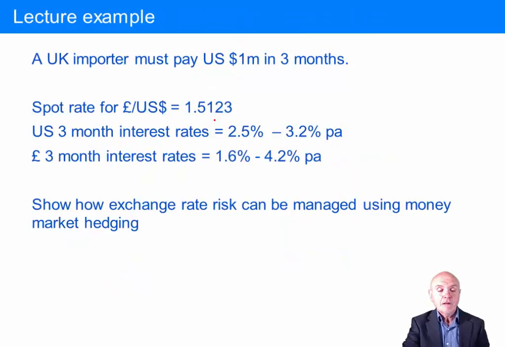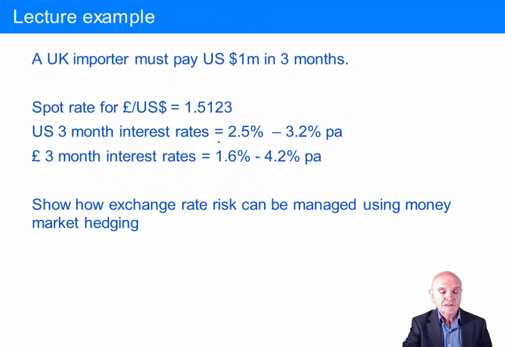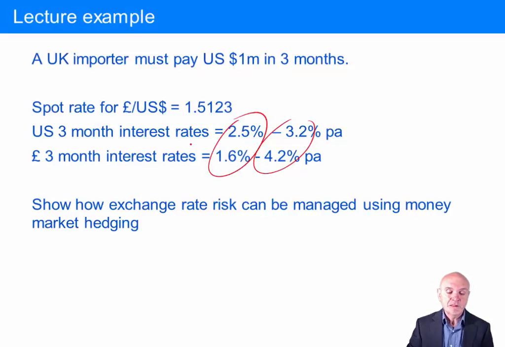So here we have the example with some figures on it here. And again, let's just see what the answer does here. We've gone back to 1 million now, so okay. So we're looking here for 1 million. It's changed pretty slightly. So here we have a UK importer must pay $1 million in 3 months. Spot rate, again, we're not worrying about the spread, 1.523. 2 different interest rates again. This one here is if you're borrowing, this one here is if you're depositing. Show how the exchange rate can be managed using money market hedging.